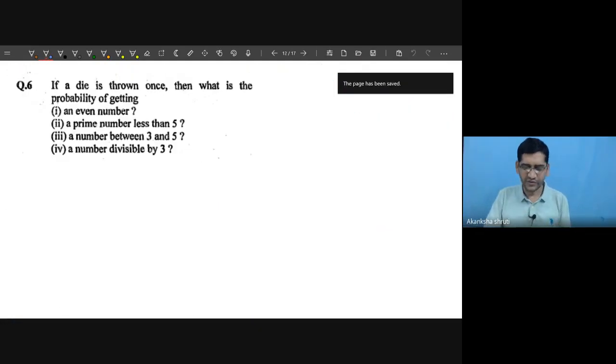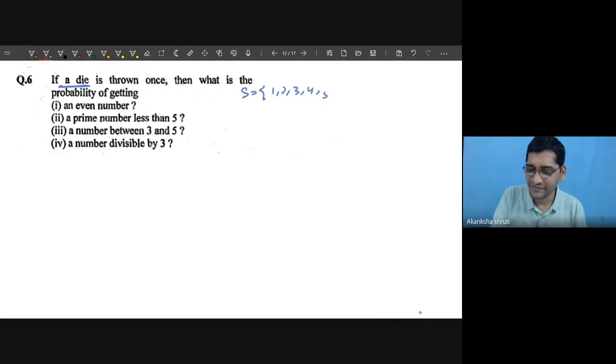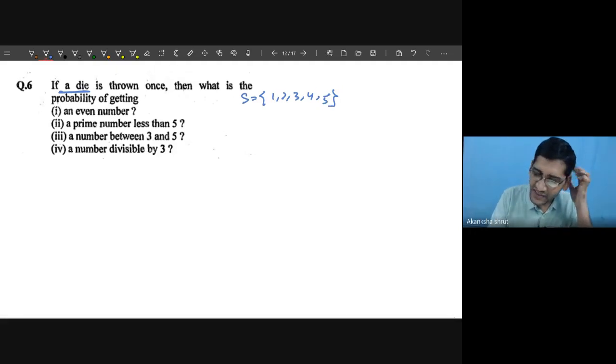Now let us go for a few more questions. Die thrown once, then what is the probability of getting even number, prime number less than 5, number between 3 and 5, number divisible by 3? It is only one die. I shall solve this before that question. So a die is there. It's very easy. I don't think I need to calculate it. So sample space is our 1, 2, 3, 4, 5. In MCQ, this was asked. So this 6th one is also there.